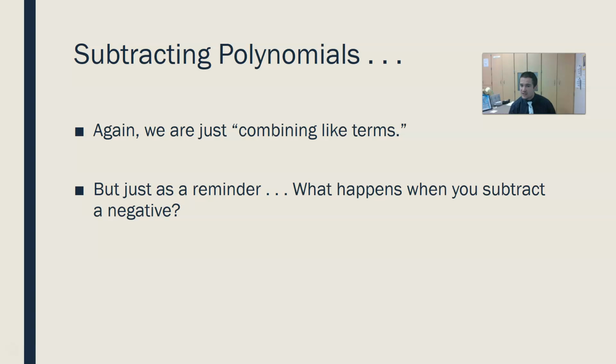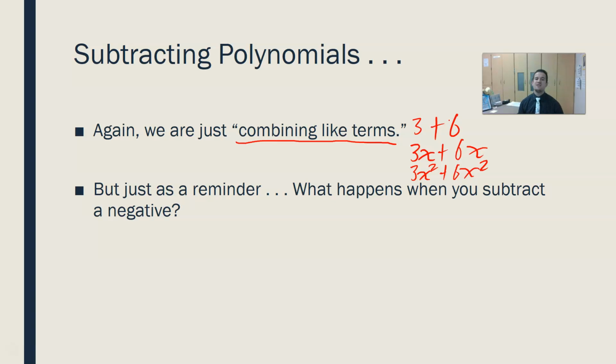So when we are subtracting polynomials, again, we are just combining like terms. We talked about how when we're adding polynomials, we're just combining like terms. Reminder, like terms are terms like 3x and 6x, or 3x squared and 6x squared, or 3 and 6. They are terms that have the exact same variable with the exact same exponent.